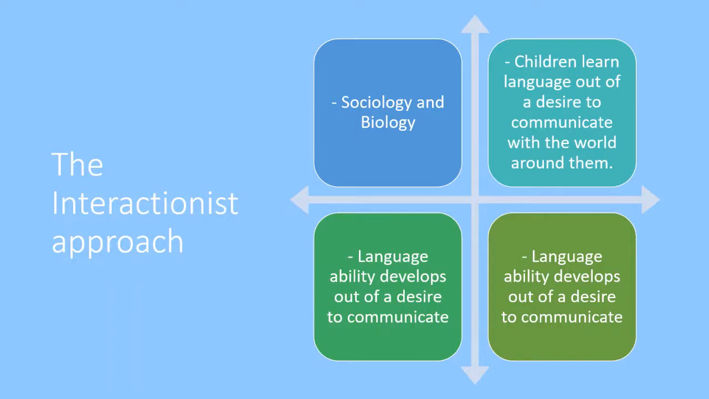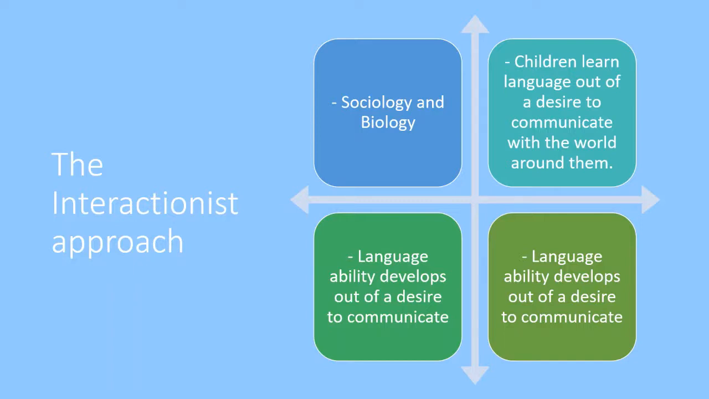So the interactionist approach, or the sociocultural theory, combines ideas from sociology and biology to explain how language is developed. And according to this theory, children learn language out of a desire to communicate with the world around them. So language emerges from, and depends upon, social interaction.